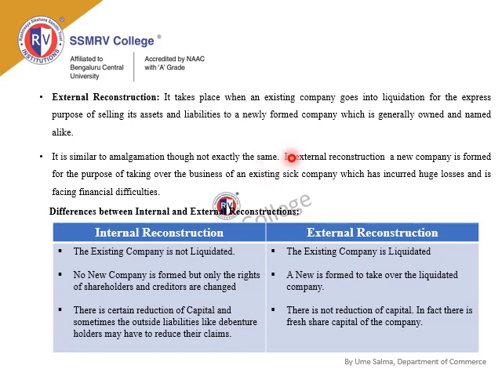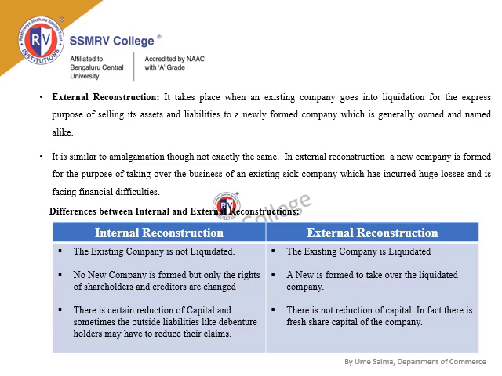Not only amalgamation, but also mergers and demerging of the company. In external reconstruction, a new company is formed for the purpose of taking over the business of an existing sick company which has incurred huge losses and is facing financial difficulties. As we have already discussed, the purpose of forming a new company is taking over the business of an existing company. When a company is suffering losses for the past several years and financial difficulties, and has incurred huge losses, the company can sell its business.